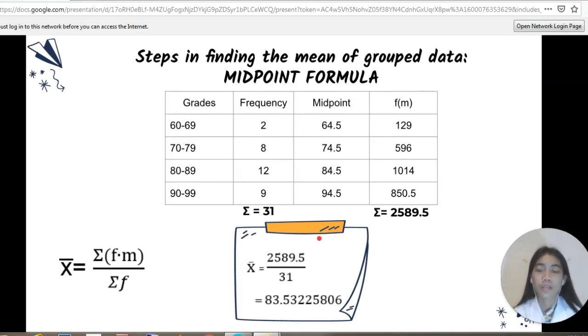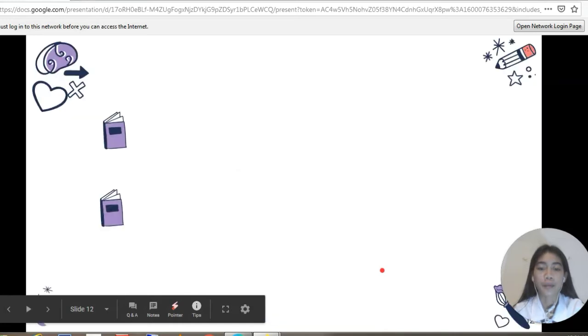Mapapansin po natin na yung sagot dito sa midpoint formula is parehas lang po doon sa unit division formula, which is pareho naman po siyang tama kapag kinukuha yung mean. So, it's either kung alin po yung gamitin nyo or kung alin yung mas madali sa inyong gamitin, yun po yung gamitin nyo. Pareho naman po yun na tama. Kinuha lang po natin yung dalawang ito para po mapagkumpara kung tama nga yung nakuha natin na mean dito sa given na data.